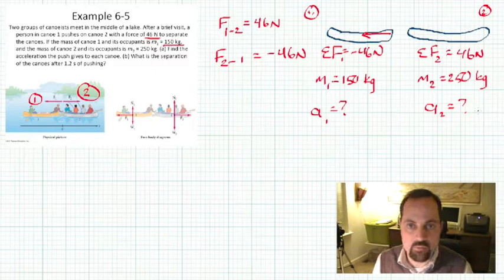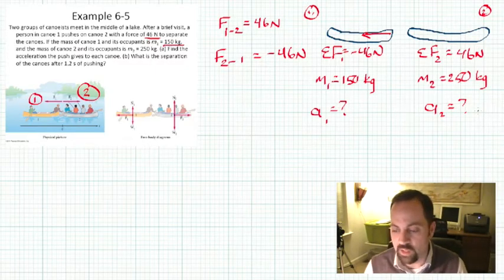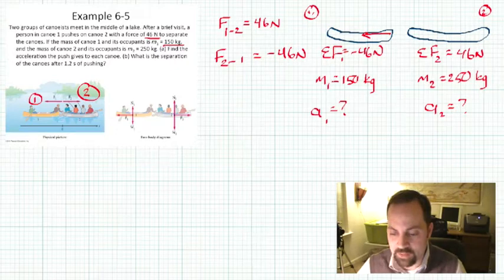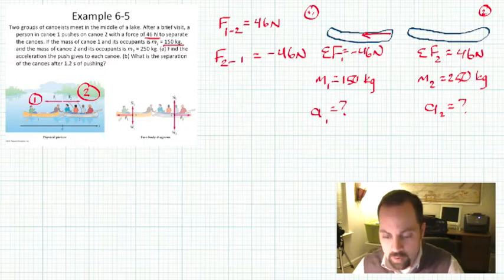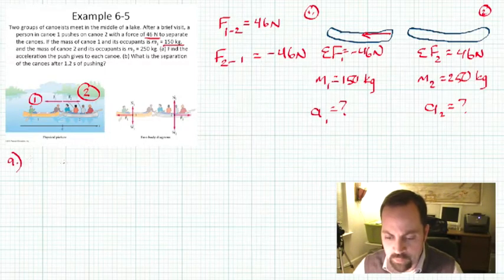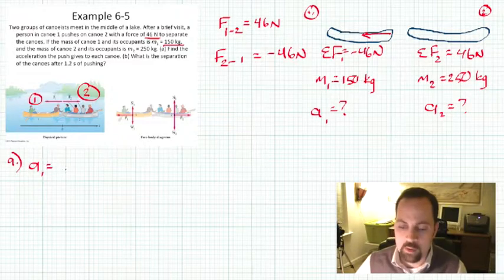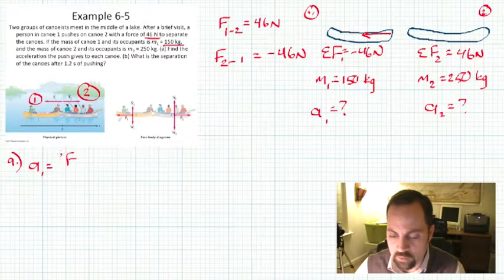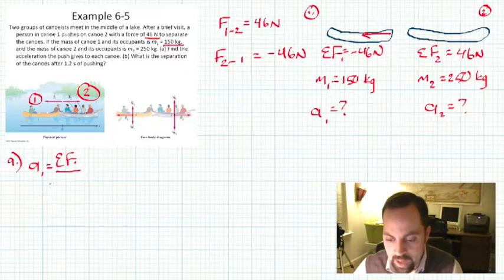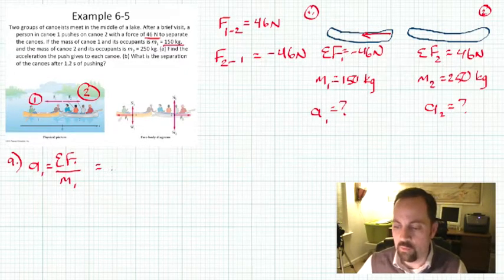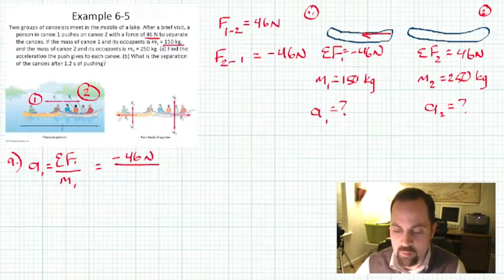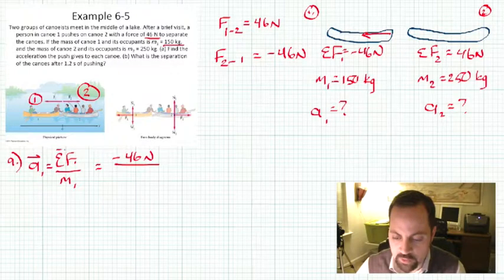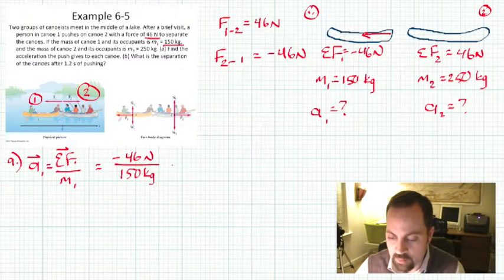Well, the way we've set it up, we've made it really easy on ourselves because we know from Newton's second law that the net force, the mass, and acceleration are very, very closely related. So part A, say the acceleration of one is going to be the net force on canoe one divided by the mass of canoe one. Well, that's going to be easy. Negative 46 newtons divided by, and by the way, I'm going to write my vector arrows here, the mass, 150 kilograms, the mass of canoe 1.